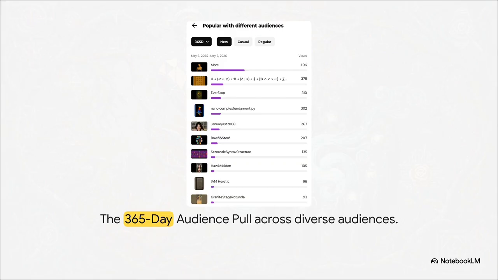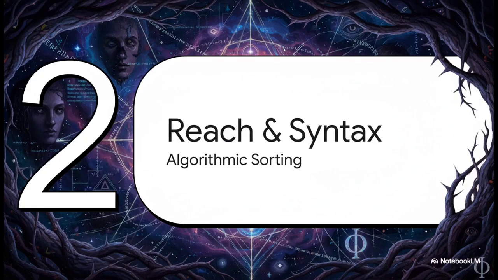The psychological drivers of these viewers are rooted in a deep need to decode, to collect, and to fundamentally understand the lore being presented to them. Moving right along to Section 2, Reach and Algorithmic Syntax. What's really fascinating here is how the YouTube algorithm attempts to process and categorize this highly unusual content.